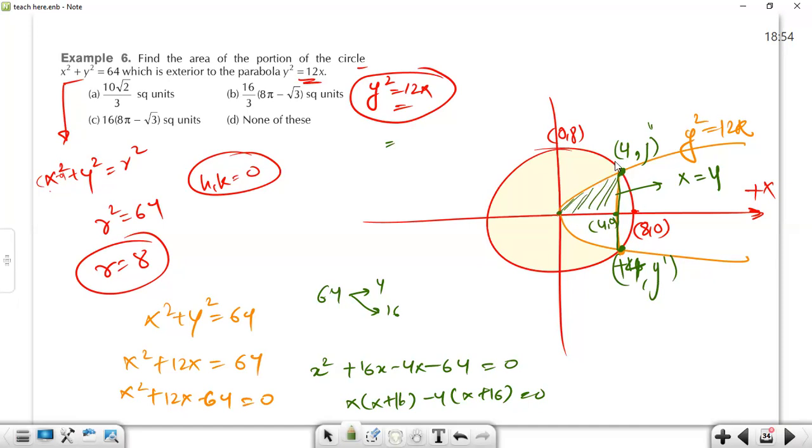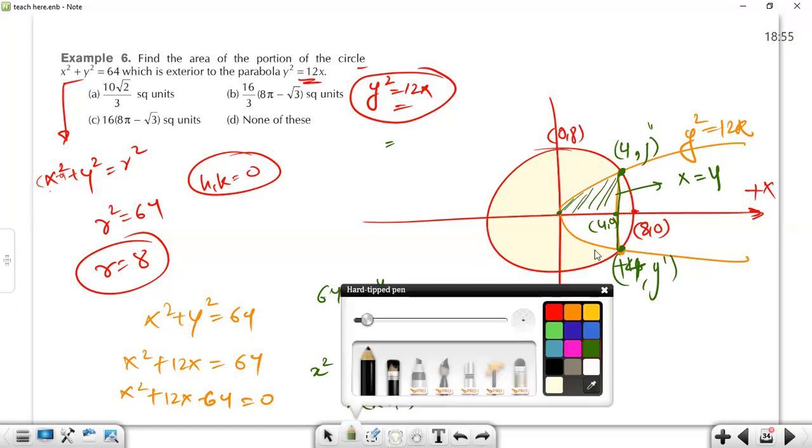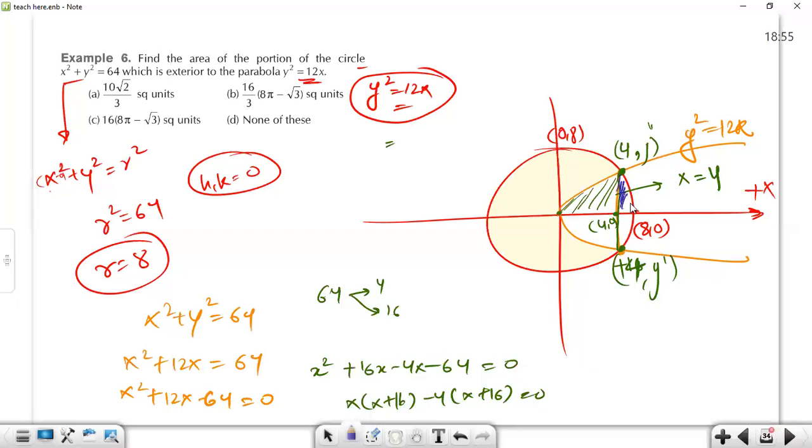This is the area under the parabola. Thereafter, the area under the circle on the x-axis, let me shade this with something different color. So the area under the circle from 4 to 8. Simply we'll find these two areas and then we'll double it so that we'll find out this whole area. And after finding this area, we will subtract it from the area of the circle so that we'll have the remaining area. Understood?